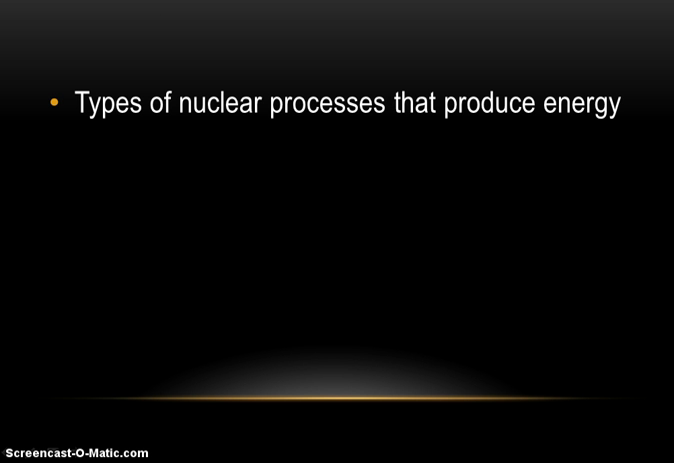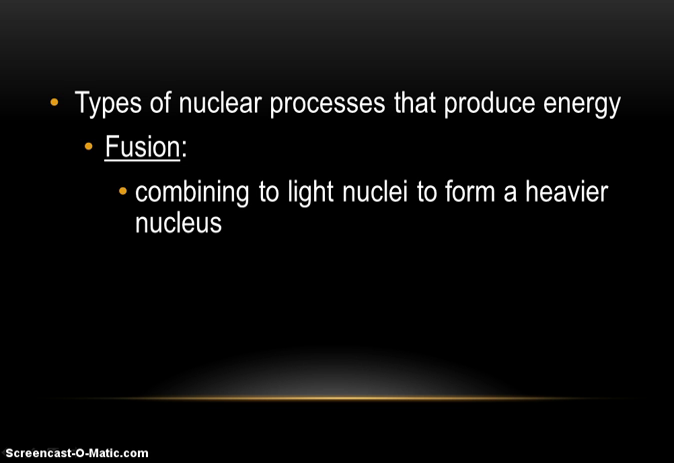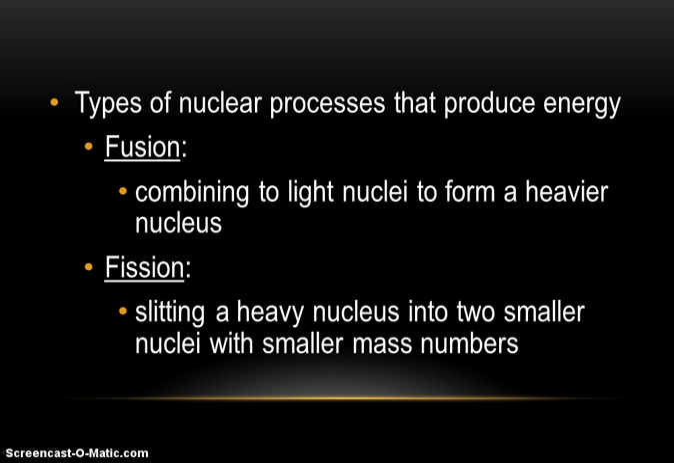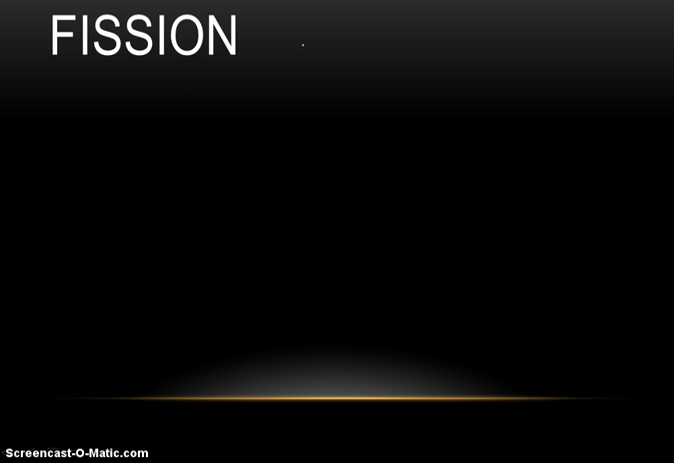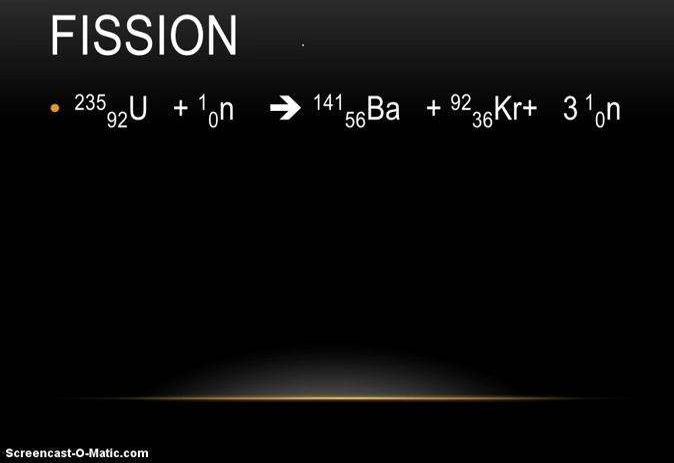There are two types of nuclear processes that produce energy. Fusion is the combining of light nuclei to form a heavier nucleus, whereas fission is the splitting of a heavy nucleus into smaller nuclei with smaller mass numbers. So if we look at fission, fission was first discovered back in the late 1930s. And let's look at a reaction for the fission process of uranium-235.